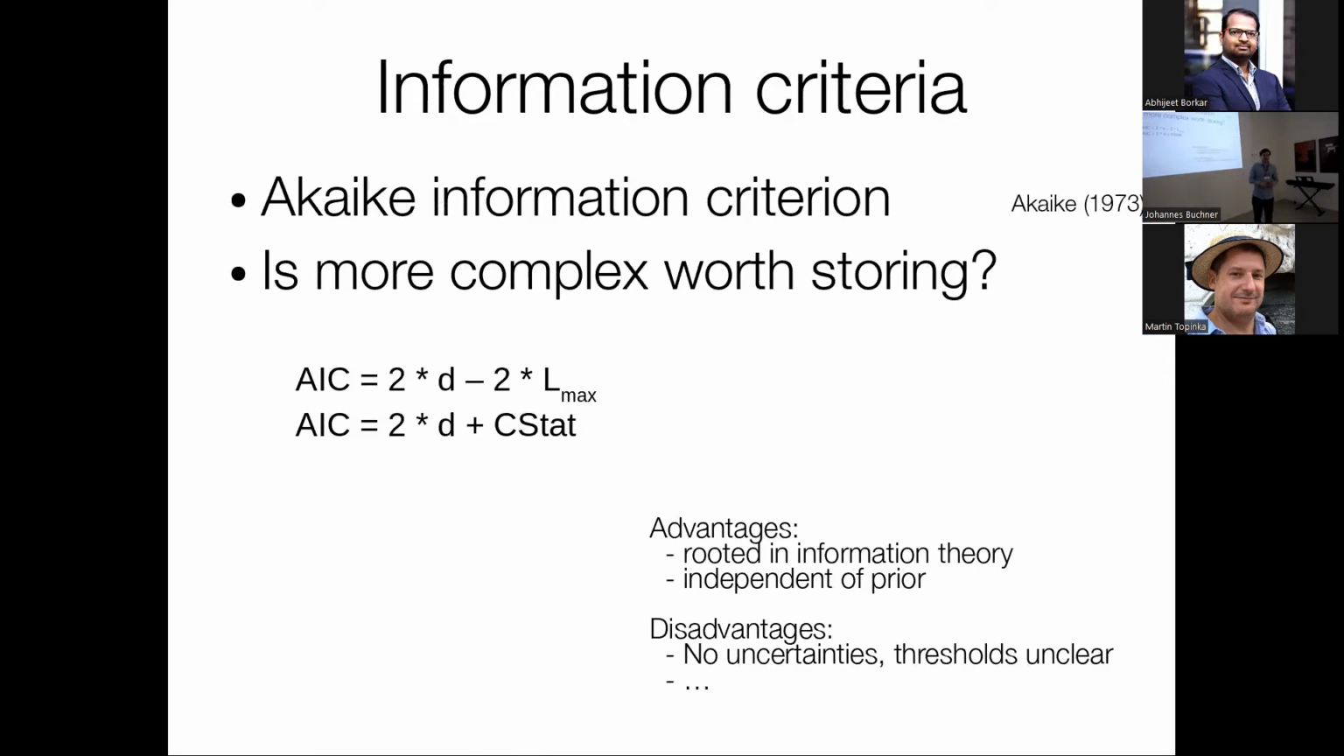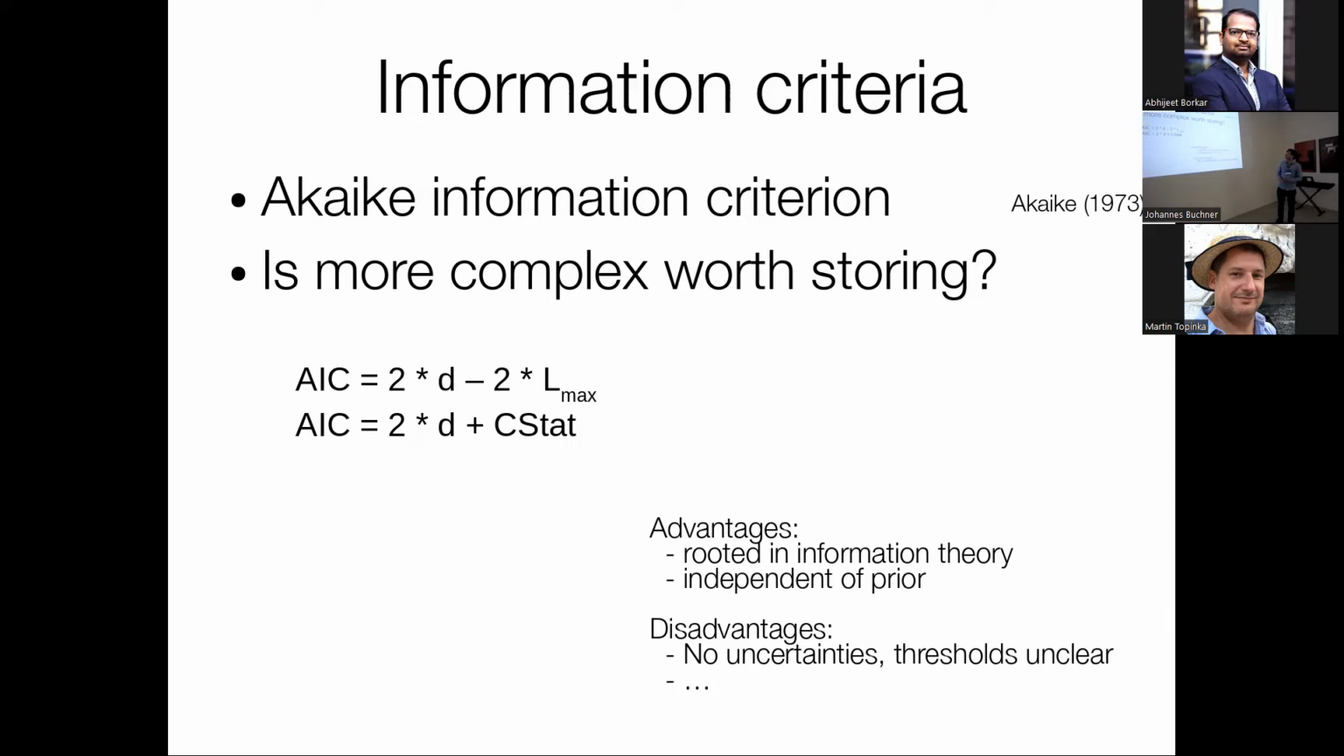So let me just first go to this information criteria. One very popular one is the Akaike information criterion. It's actually rooted in quite deep information theory, but the formula looks extremely simple. You just take the C-star value, or minus 2 times the maximum likelihood, and you punish that by 2 times the number of free parameters. Okay, and you choose the model that has the lowest AIC.